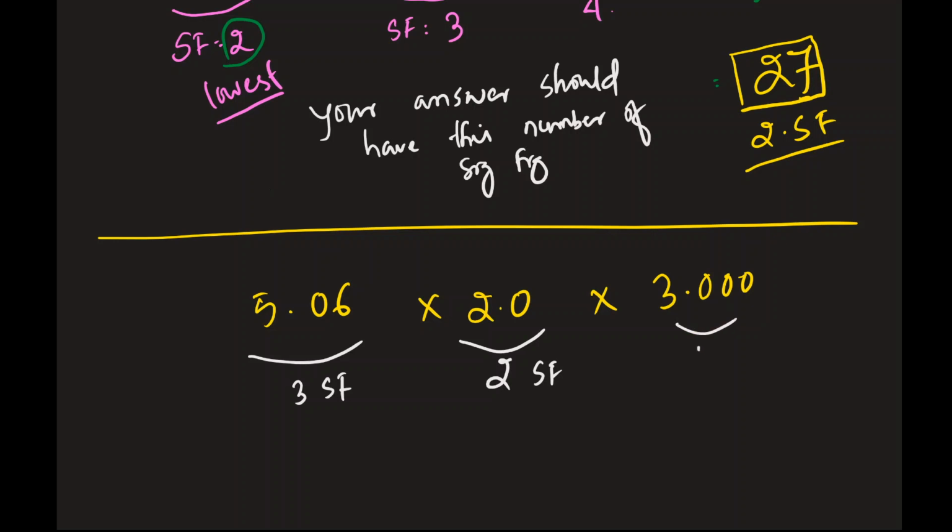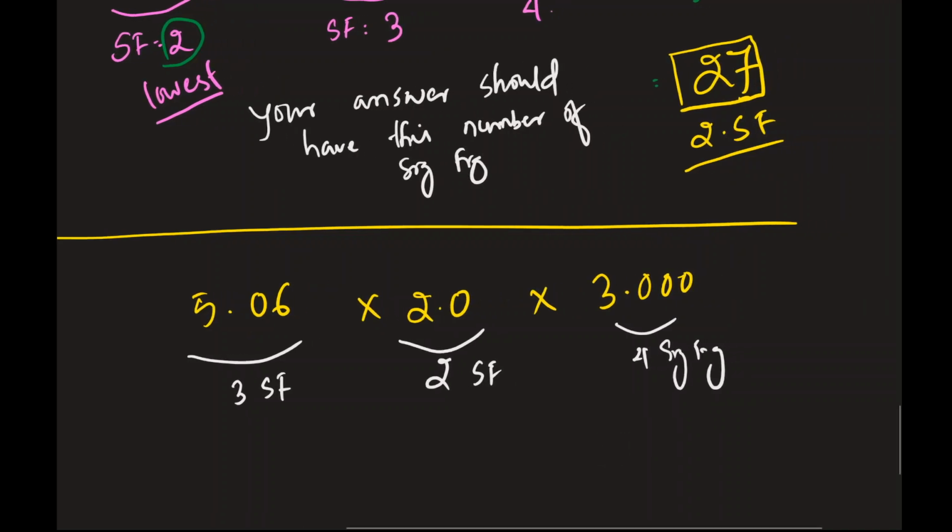This is 4 sig fig. So my answer is 5.06 multiplied by 2 multiplied by 3. My answer is showing 30.36. So what is the lowest? The lowest is 2. So this is the lowest.